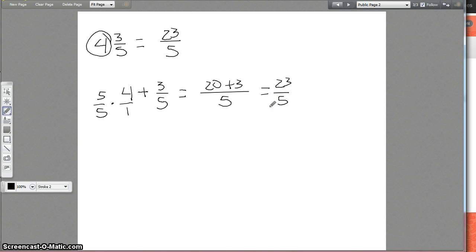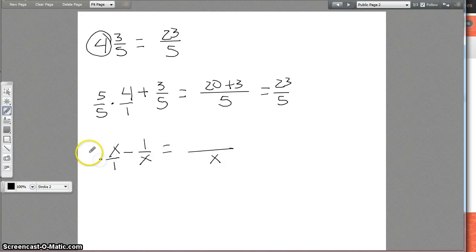Now this also works with algebra. What if we had x minus 1 over x? And we need to write that as a single fraction. Well, the x at the beginning is really a fraction over 1. We need our common denominator to be the x.